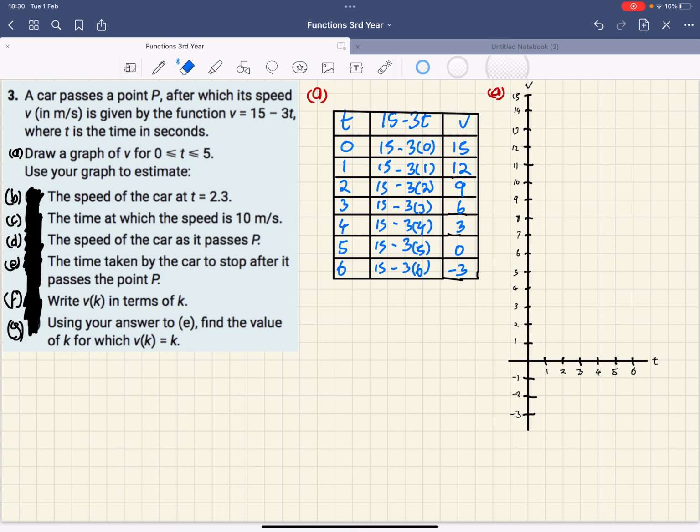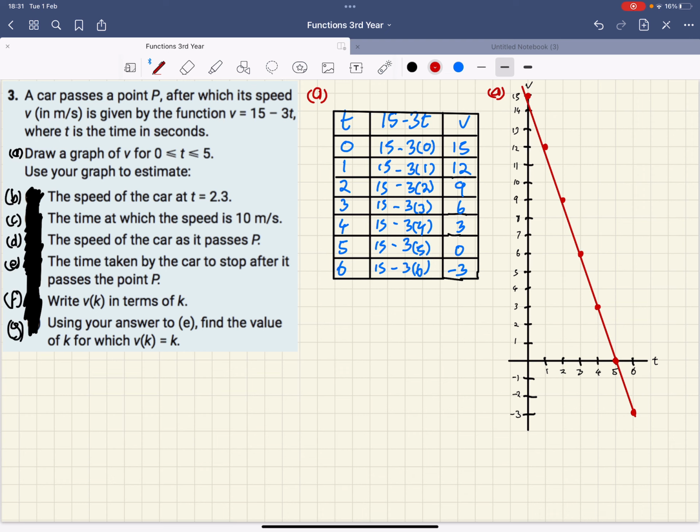Now we just put the values onto our graph. The first one is 0, 15. The next one is 1, 12, which is about there. 2, 9, 3, 6, 4, 3, 5, 0, and 6, minus 3. My app does the handy thing of making a line for me. It's not super perfect, but it'll do for the moment. So I've done part A. I've filled out the table, which is showing your work, and I've done the graph there.